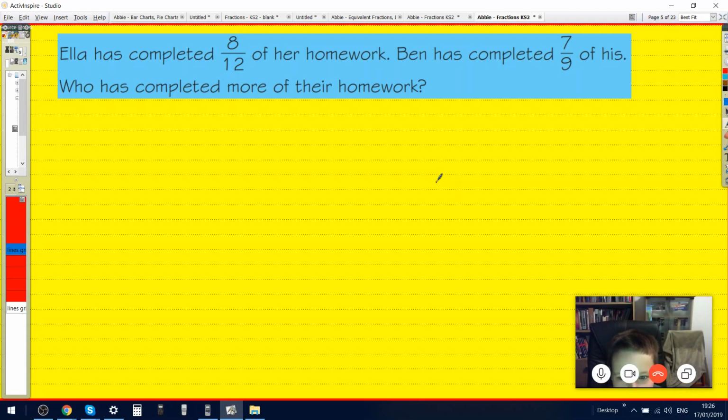I think you would need to make the denominators the same number. Well, 9 doesn't go into 12 as a whole number. The closest you can get is 9 times 1, and 9 times 2 is 18.